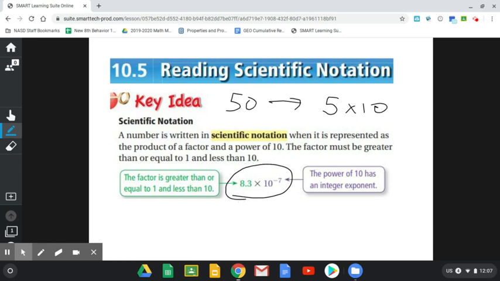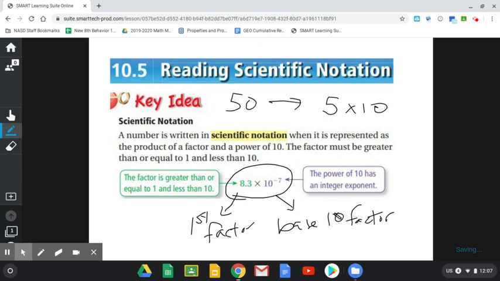All right. So we like to call the 8.3, this number here, the first factor. All right. And then the second part of this, the second factor, we just call the base 10 factor. Sorry, my writing's a little tough here. All right, the base 10 factor.